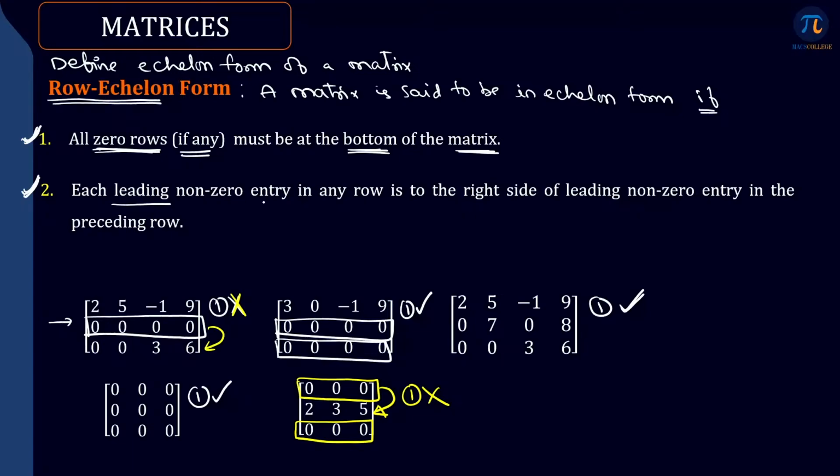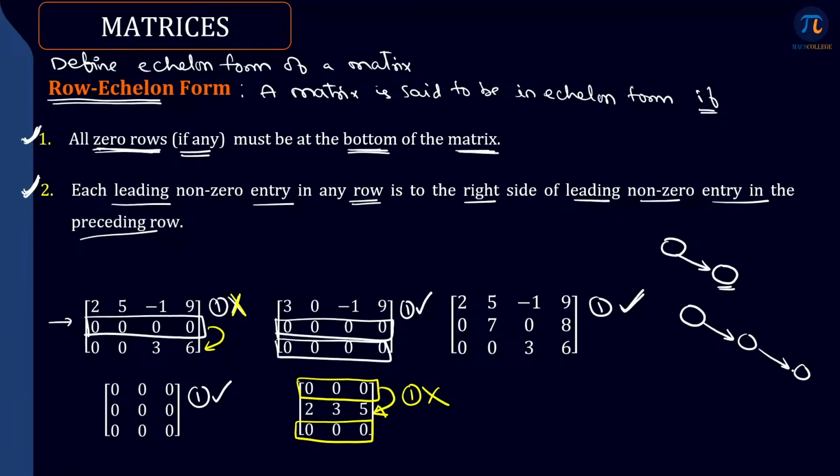Each leading non-zero entry in any row is to the right side of the leading non-zero entry in the preceding row. That is, if you find a leading non-zero entry in any row, it should be to the right side of the leading non-zero entry in the previous row. Please note this idea very carefully. Whenever you find leading non-zero entries, they must be in this format. Right side of that, right side of that, like that.